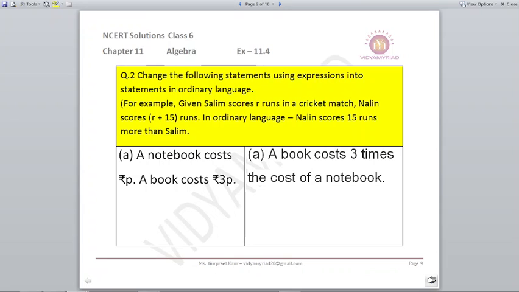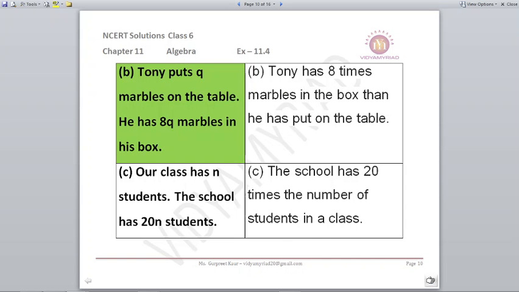Number 1. A notebook costs rupees P. A book costs rupees 3P. So how are we going to write this down? We need to relate the book with the notebook. So the book is rupees 3P, 3 times. So we can write that a book costs 3 times the cost of a notebook.